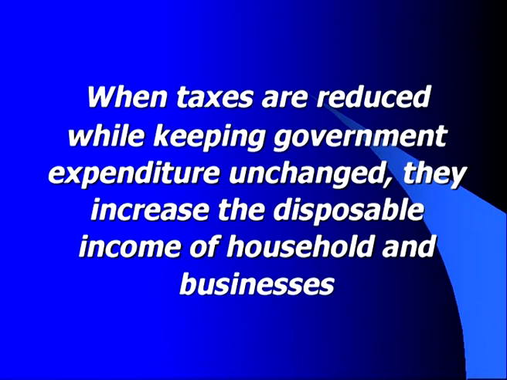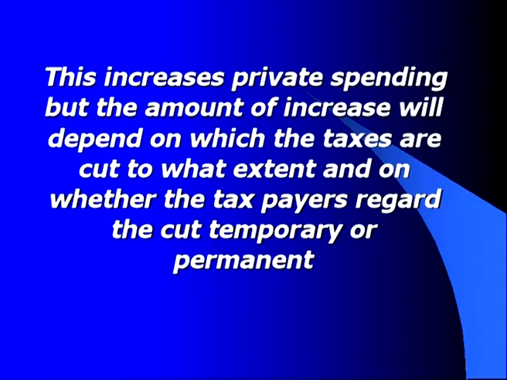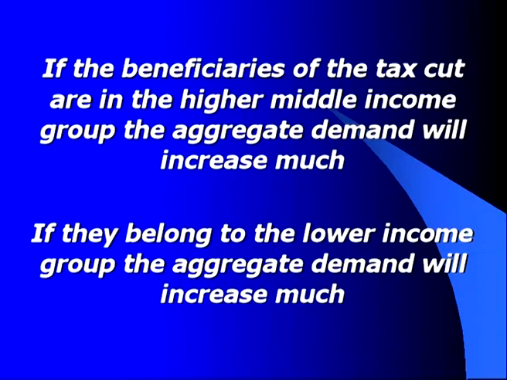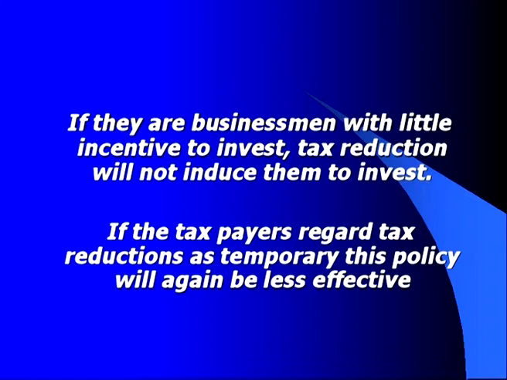When taxes are reduced while keeping government expenditure unchanged, they increase the disposable income of households and businesses. This increases private spending, but the amount of increase will depend on which taxes are cut, to what extent, and on whether the taxpayers regard the cut as temporary or permanent. If the beneficiaries of the tax cut are in the higher middle income group, the aggregate demand will not increase much. If they belong to the lower income group, the aggregate demand will increase much. If they are businessmen with little incentive to invest, tax reduction will not induce them to invest. If the taxpayers regard tax reduction as temporary, this policy will again be less effective.